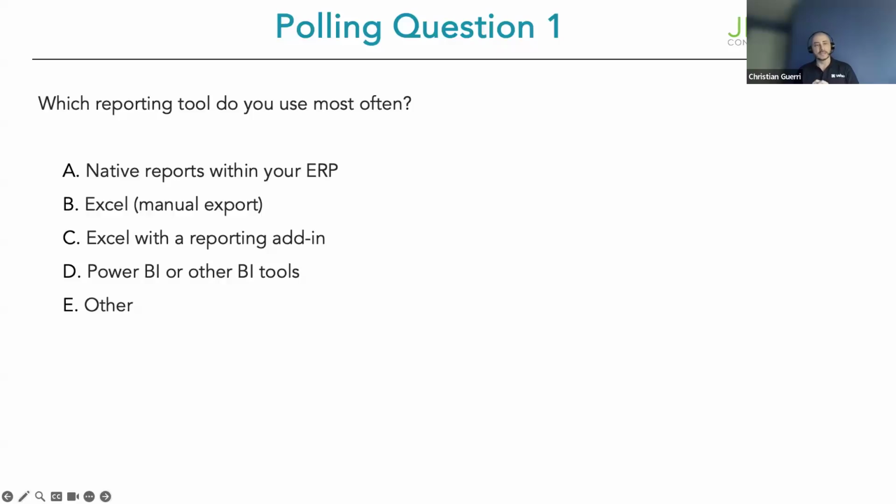And here is going to be our first polling question. The question is, which reporting tool do you use most often? And you have 5 options to select. It looks like 2 of those 5 options are Excel. So there's the Excel manual export, and then we've got the Excel with a reporting add-in.